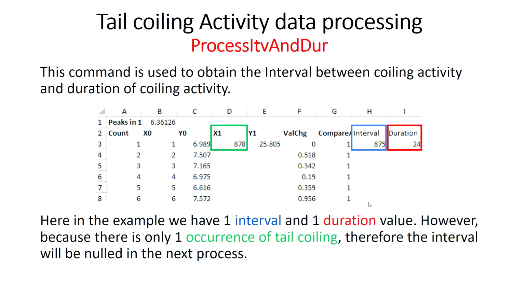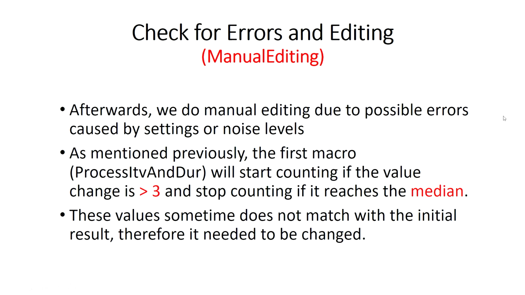However, because there is only one occurrence of tail coiling, the interval here must be null in the process, because there are no two coiling activities that we can say as an interval. Afterwards, we do manual editing for possible errors caused by settings or noise levels.